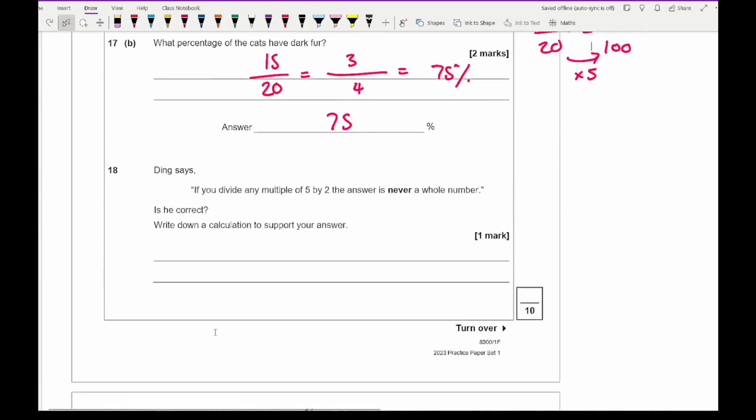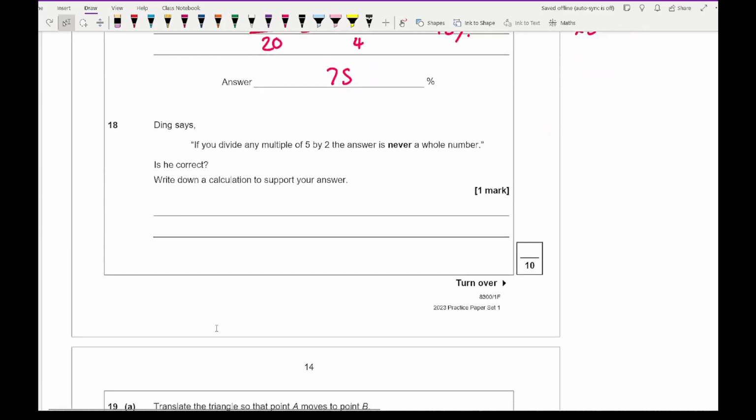It then says question 18, Ding says if you divide any multiple of 5 by 2, the answer is never a whole number. Is he correct? And write a calculation to support your answer. So if we find the multiples of 5, let's go for 10, and we divide that by 2, that gives me an answer of 5. And as you can see, 5 is a whole number. So is he correct? No, he is incorrect.